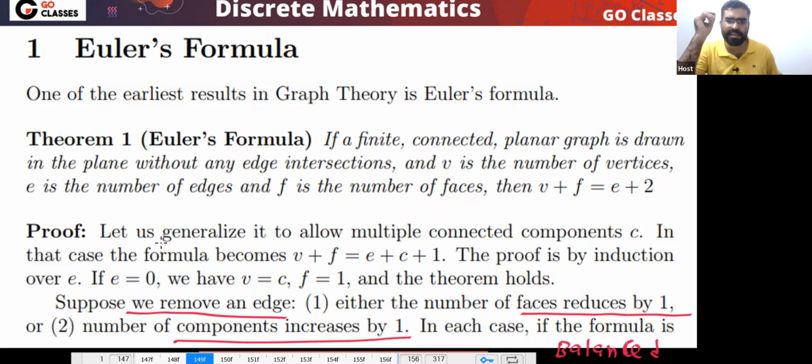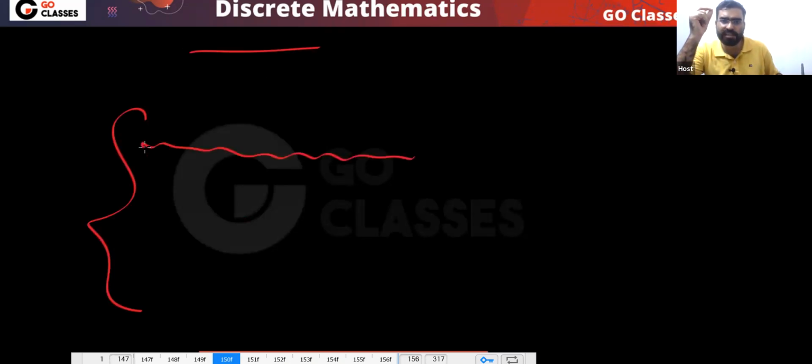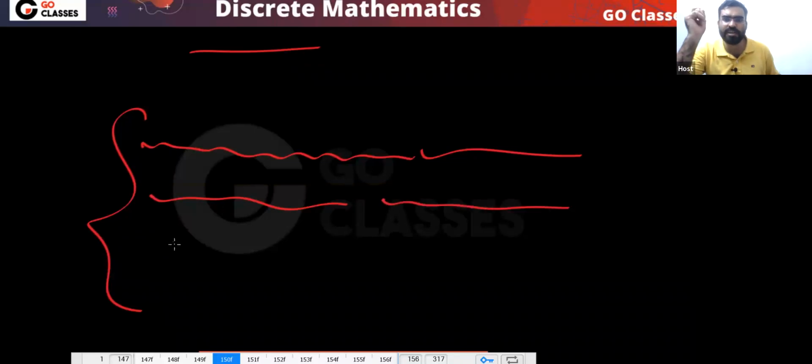Like in the GATE exam, I can guarantee that one day this question will come. They will ask for a planar graph, and there will be 4 options. They will ask, you have a planar graph. From that planar graph, if you remove one edge, which is a cycle edge, then what will happen? Number of faces will decrease by 1. If you remove one edge, which is not a cycle edge, then number of components will increase by 1.